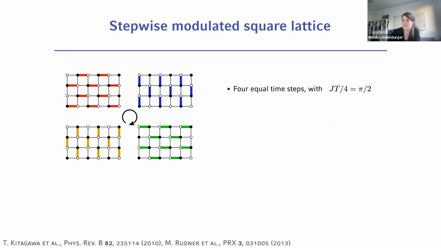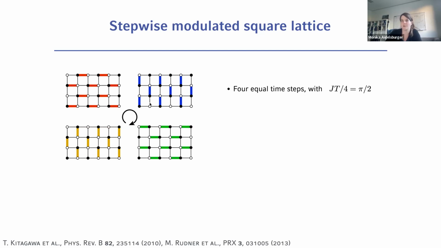All right. So I will not explain this again in detail. You have seen that already. But this stepwise modulated square lattice has been developed as one of the first examples of these anomalous Floquet systems. And it's very nice in order to get an intuition of what is different compared to the driven lattice systems at very high frequencies.